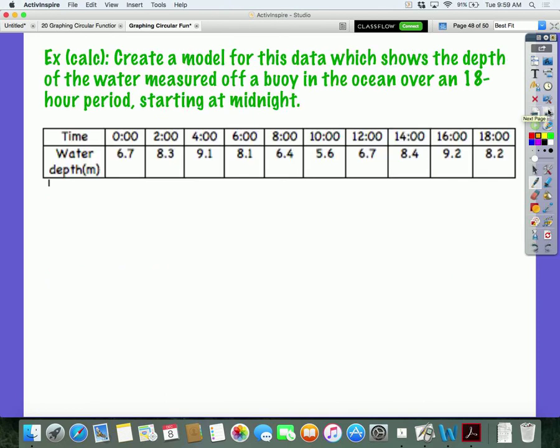The first one is calculator, which I think all of them are calculator. Create a model for this data that shows the depth of water measured off of a buoy in an ocean over an 18-hour period starting at midnight. Okay? So we have these respective times and we have those respective water depths.